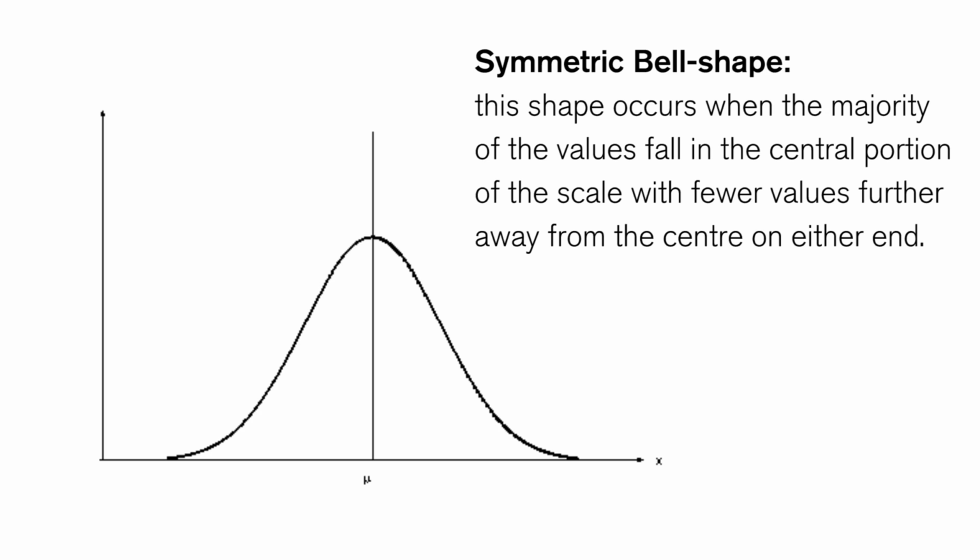The first shape we'll look at is a symmetric bell-shaped distribution. This shape occurs when the majority of the values fall in the central portion of the scale with fewer values further away from the center on either end. An example of this shape would be heights. There's a norm height which most people follow, but then to the left of that height, there are not too many short people, whereas to the right of that height, there are not too many tall people. That would be a symmetric bell-shaped distribution.